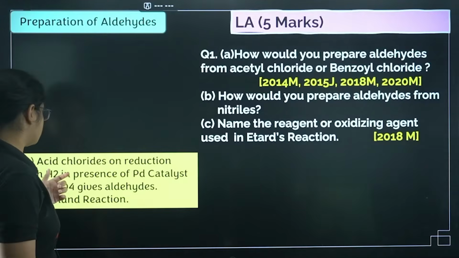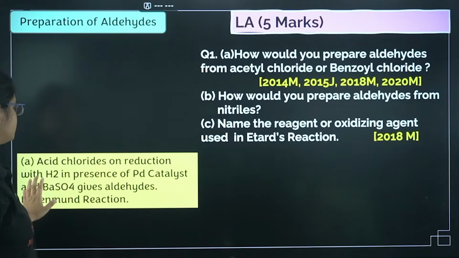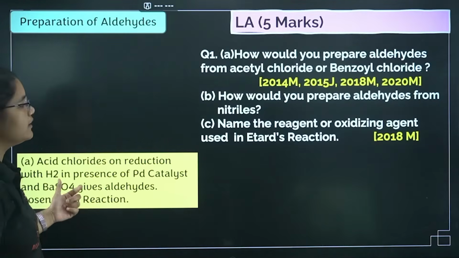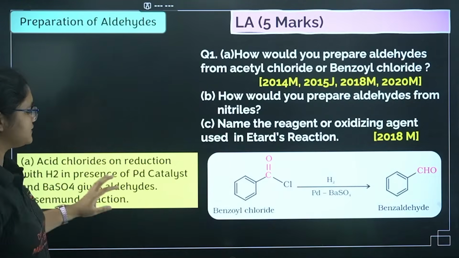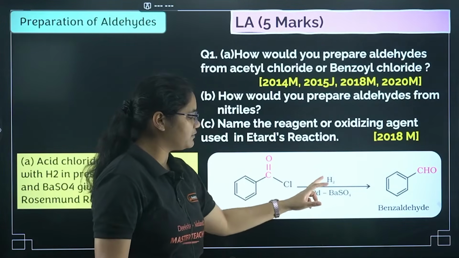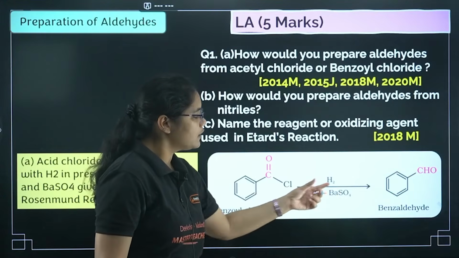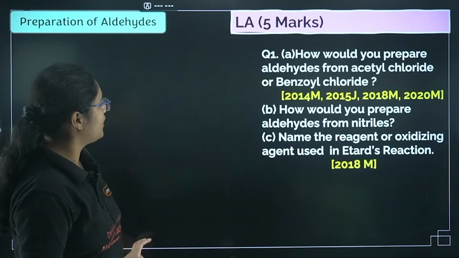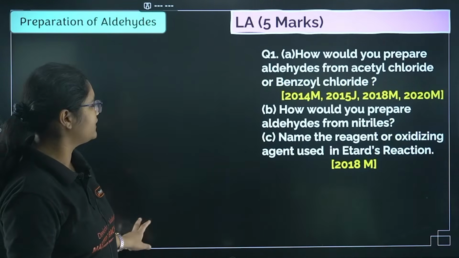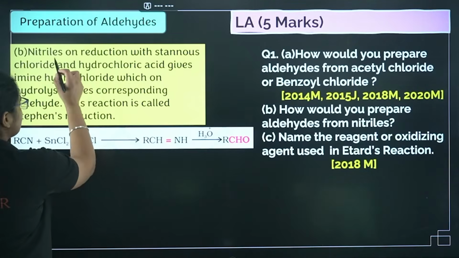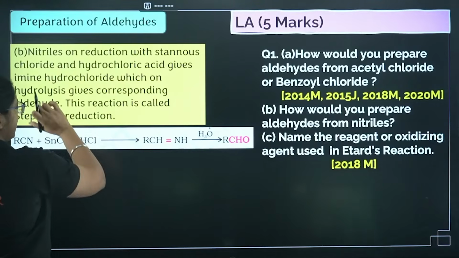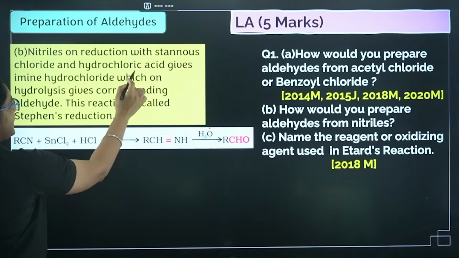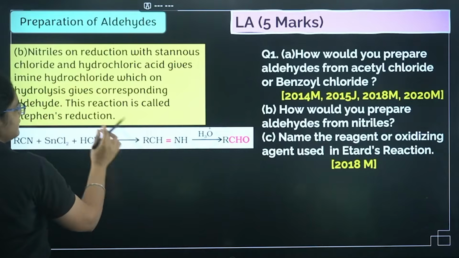First of all, A: acid chlorides on reduction with H2 in presence of palladium catalyst and barium sulfate give aldehyde, and this is the Rosenmund reaction. You can see the reaction: benzoyl chloride with hydrogen, palladium, barium sulfate. Chlorine is replaced with hydrogen. Next question, how to prepare from nitriles. Nitriles on reduction with stannous chloride, that is SnCl2, and hydrochloric acid give imine, that is this one.